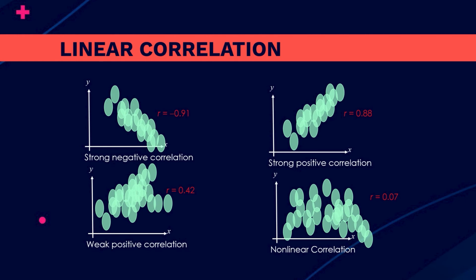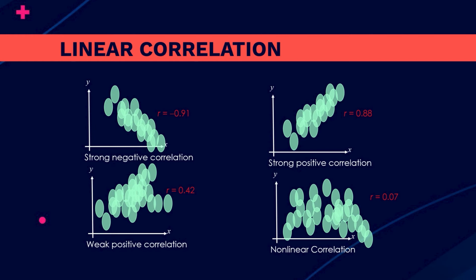When you are talking about a non-linear relationship, you are not in a position to fit a best fit line. So there is non-linear correlation. If we talk about the values, for a strong negative correlation the value of r is 0.91 in magnitude, near to negative 1. A strong positive relationship is very near to 1, that is 0.88, and a weak positive correlation is somewhere near the middle.